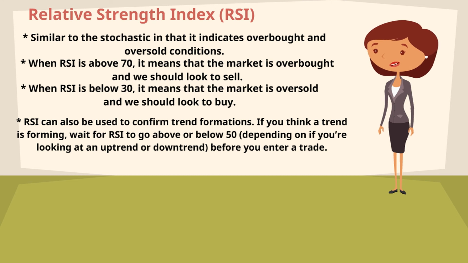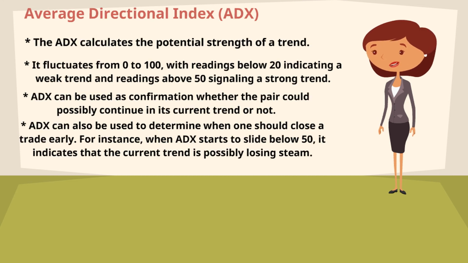Average Directional Index, ADX. The ADX calculates the potential strength of a trend. It fluctuates from 0 to 100, with readings below 20 indicating a weak trend and readings above 50 signaling a strong trend. ADX can be used as confirmation whether the pair could possibly continue in its current trend or not. ADX can also be used to determine when one should close a trade early. For instance, when ADX starts to slide below 50, it indicates that the current trend is possibly losing steam.